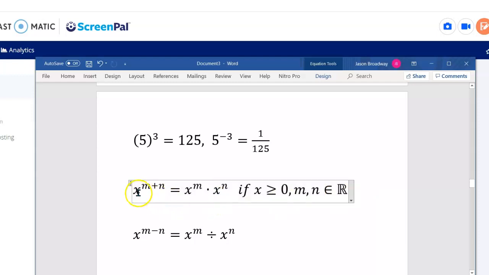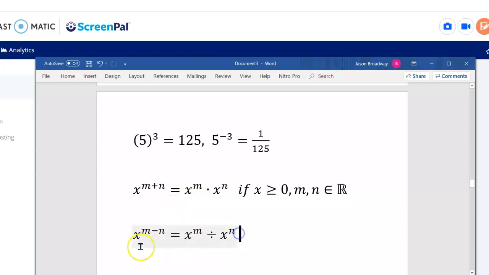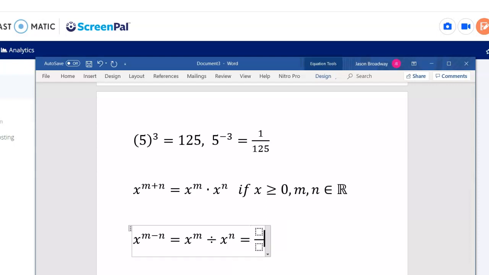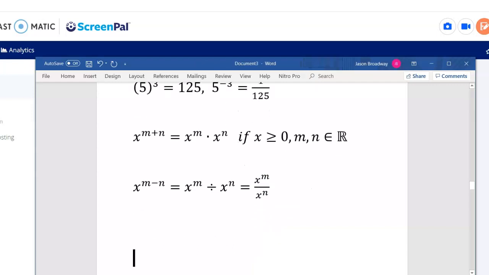But the whole point of the matter is x to the power of the sum of m and n is the product of x to the m, as in Michigan, times x to the n, as in Nebraska. That's what I'm really wanting to bring home. And likewise, x to the power of m minus n is x to the m divided by x to the n. And if you want to write that in fraction mode, x to the n would go down here, and x to the m would go up here, like that.